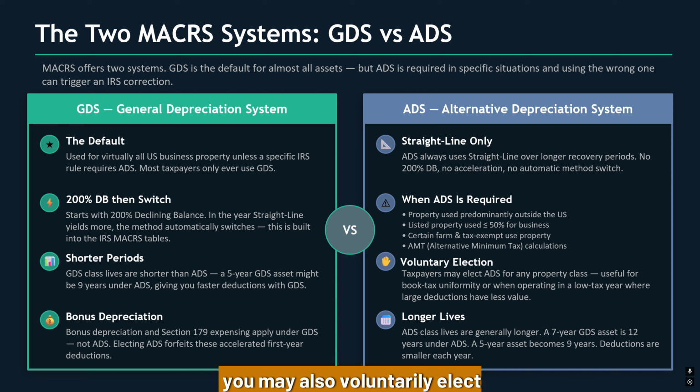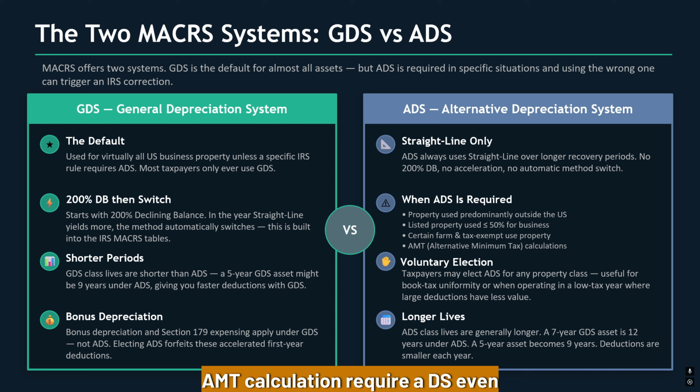You may also voluntarily elect ADS. Some businesses prefer it for book tax uniformity when they also use straight line for their financial statements. If you are unsure which system applies, then the answer is almost always GDS. ADS is the exception, not the rule. A common trap: a business owner uses a company car primarily for business but drops below the 50% threshold in later years. ADS then becomes required for that vehicle retroactively.